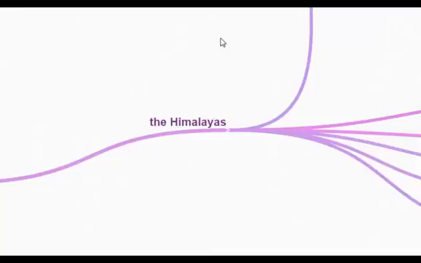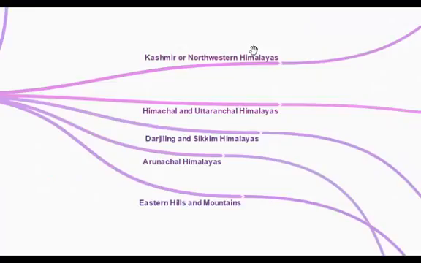Now we'll talk about the different types of Himalayas. We have the Kashmir or northwestern Himalayas, and then we have the Himachal and Uttaranchal Himalayas, Darjeeling and Sikkim Himalayas, Arunachal Himalayas, and then eastern hills and mountains.